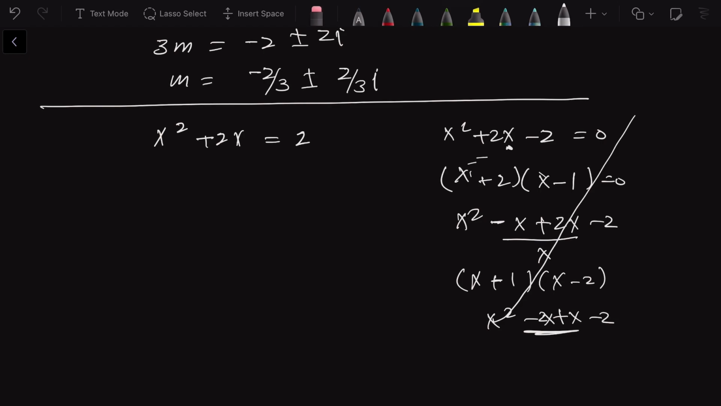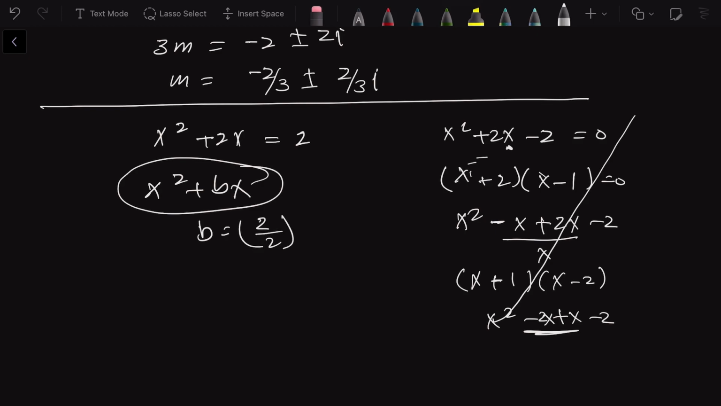Okay, let's put it in the form of completing the square, right? So it's already in the form, which is x squared plus bx. That's the form, right? So b is equal to 2, and b over 2 squared is 1, right? So we're going to add 1 to both sides. So it will be x squared plus 2x plus 1 equals 2 plus 1. And then once we get that form, it should be the form for completing the square.